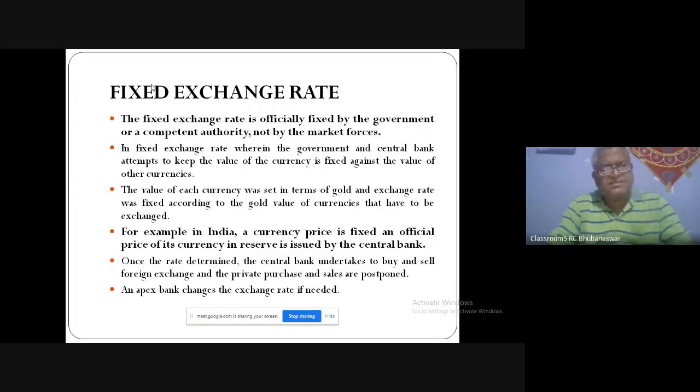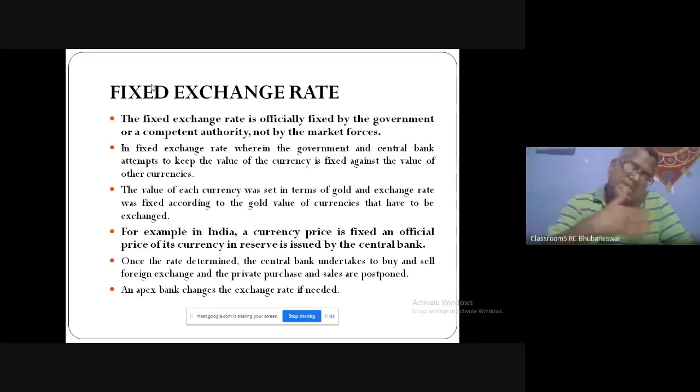A fixed exchange rate means it is the central bank's attempt to keep the value of the currency fixed. The government bank fixes the rate of exchange in terms of other countries. That is called a fixed exchange rate. In India, the currency price is fixed officially and determined by the central bank. Central bank means Reserve Bank of India. It is the apex bank, the banker to banks, and it undertakes the buying and selling of foreign exchange, and private purchases and sales are postponed.